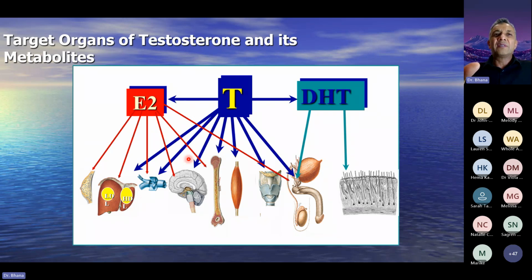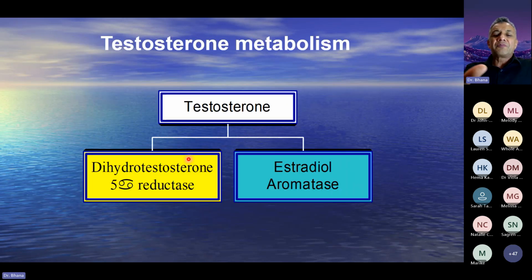the sex organs. So testosterone can be converted to dihydrotestosterone under the influence of this enzyme 5-alpha reductase, and testosterone can be aromatized through estradiol to estrogen as well. Now, the performance of these enzymes will vary from person to person, and basically it's genetically determined.